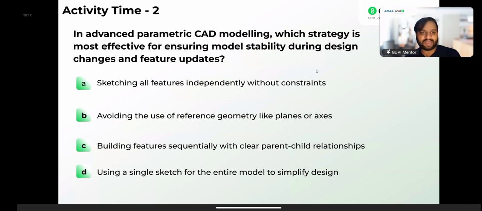This is one small activity. In advanced parametric CAD modeling, which strategy is most effective for ensuring model stability during design changes and feature updates? There are four options, which you can name A, B, C, D.